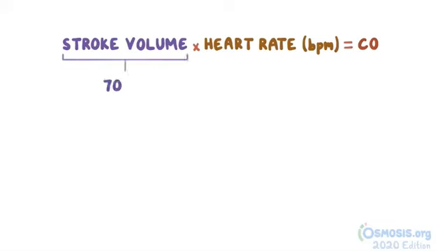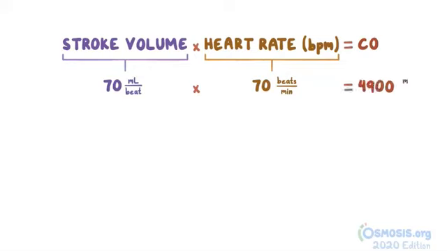So, if we multiply the stroke volume times the heart rate, or times our heart beats per minute, we'll get the cardiac output, which is the total volume of blood that the left ventricle ejects in 1 minute. Using the stroke volume of 70 milliliters per beat, and a resting heart rate of 70 beats per minute, cardiac output is 4,900 milliliters a minute, or 4.9 liters per minute.